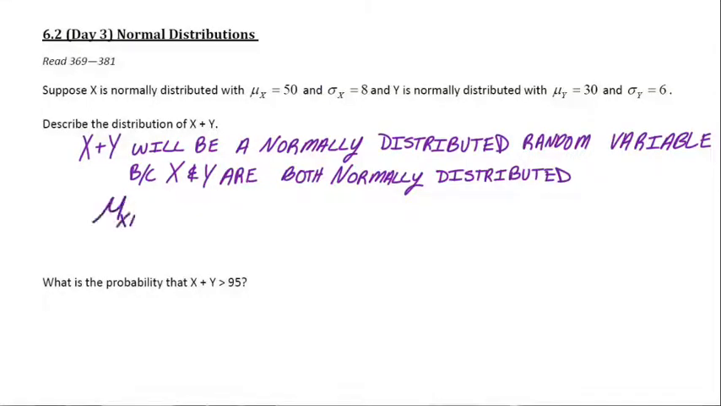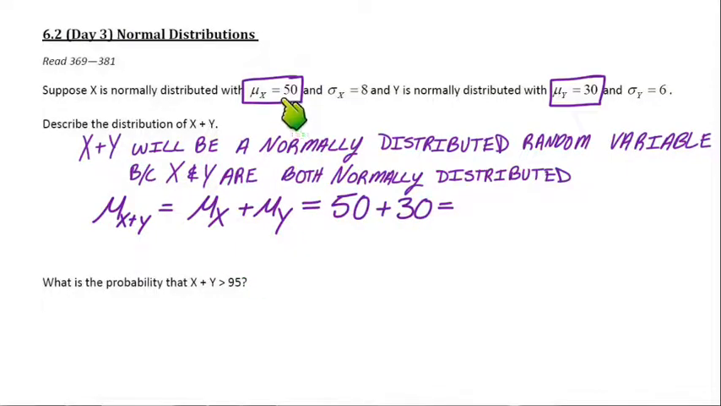Okay, so how about the mean of this distribution? The mean of this new x plus y distribution is actually pretty straightforward. It's what you might guess. We would take the mean of x plus the mean of y, which we're given. The mean of x is 50, and the mean of y is 30. So the mean for this new distribution would just be 80.